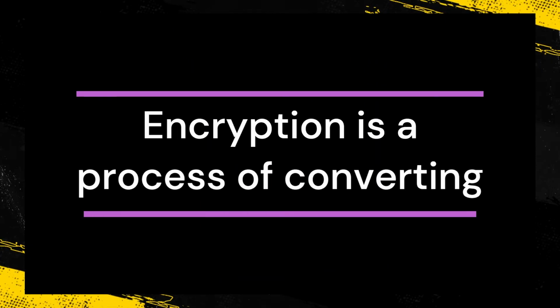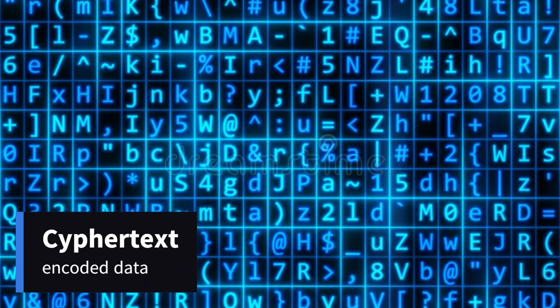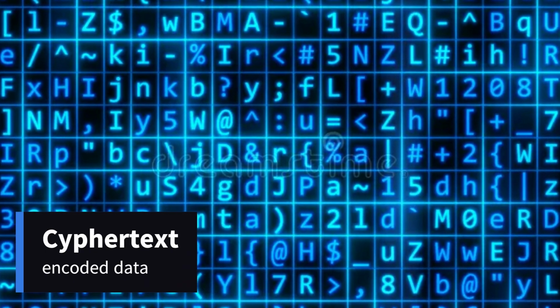Encryption is a process of converting plain text, which is readable data, into ciphertext, which is encoded data to protect it from unauthorized access or interception.